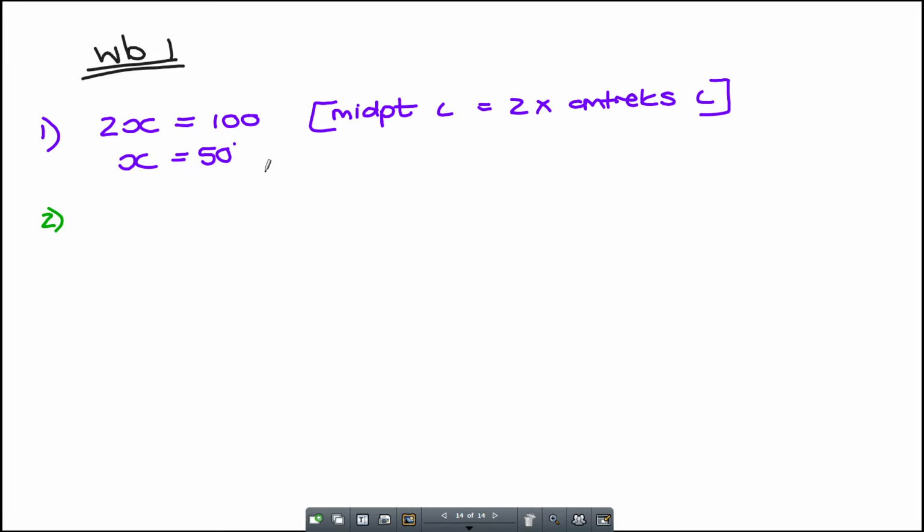You in any case would have gotten your mark for the 50 and then for the reason. I'm just explaining that the midpoint angle would be 2 times that circumference angle, which is x. So that's why I say 2x would be the 100. But it's fine if you just said x is 50.